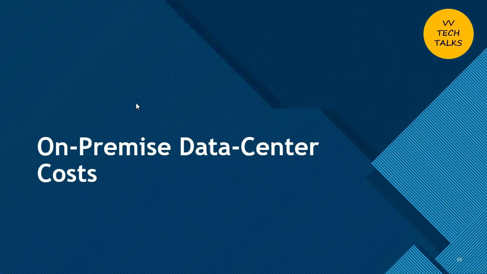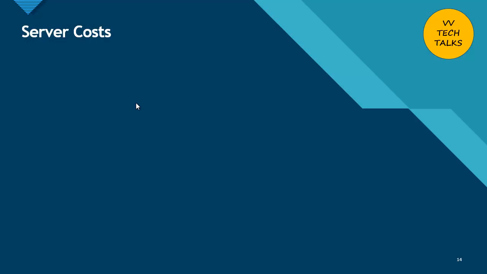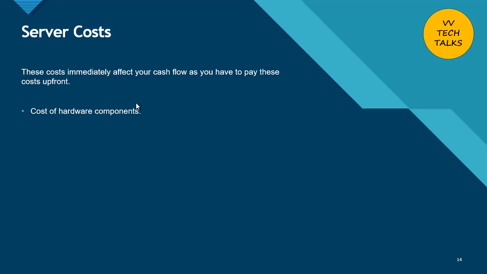Now let's talk about on-premise data center cost, or CapEx we can say, where we have our own data center. This cost includes server costs, because we need to buy the servers. If we are spending money on buying servers for our own data center, this can affect our cash flow, as we have to pay for these servers upfront. Server cost includes the cost of hardware components and the cost of supporting them. So the first cost is the servers, and the second is the cost of having personnel to look after these servers or hardware components.